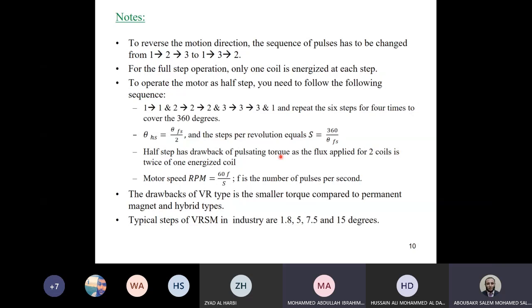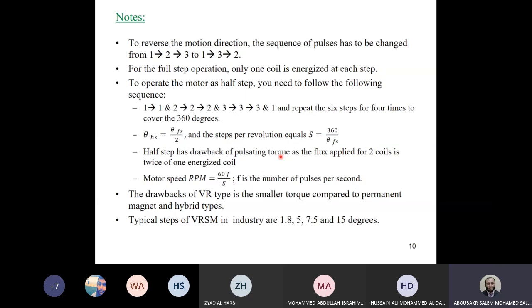Right. What is the motor speed? How can we calculate the motor speed? Simply, motor speed will be 60 multiplied by the frequency of the applied pulses divided by the number of steps. So this is the machine speed in RPM, where F is the number of pulses per second, which represents the frequency of the pulses.